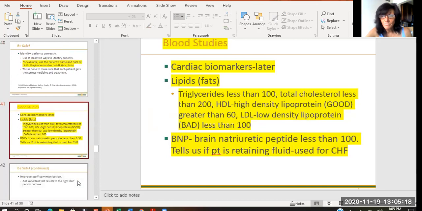And it's making sure that your patient's getting the right treatment, the right diagnostics, the right medications, all that stuff. Now, these are the blood work, the blood studies that you need to know, lab work. We're not going to get into the cardiac biomarkers just yet, but you do need to know about lipids, stats.